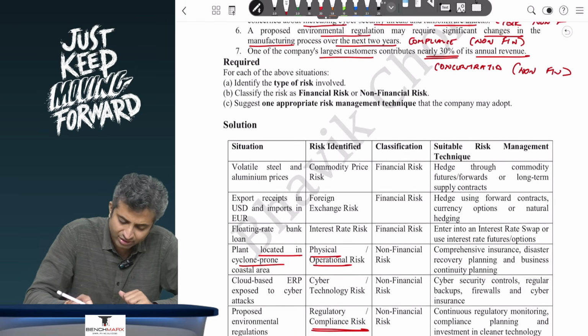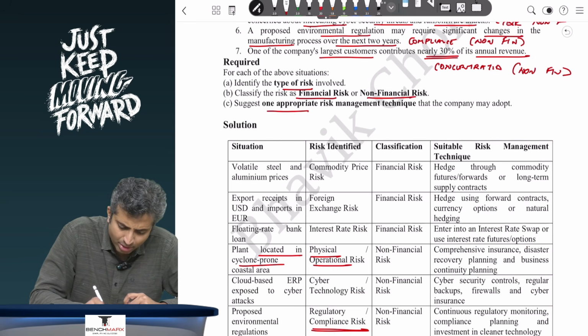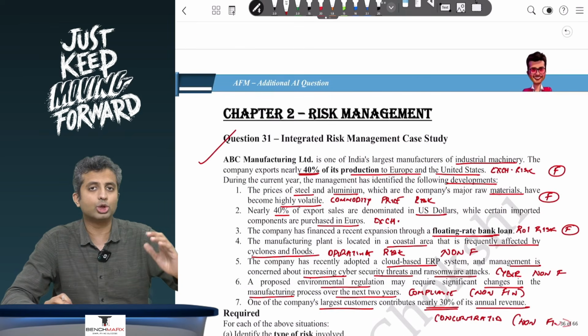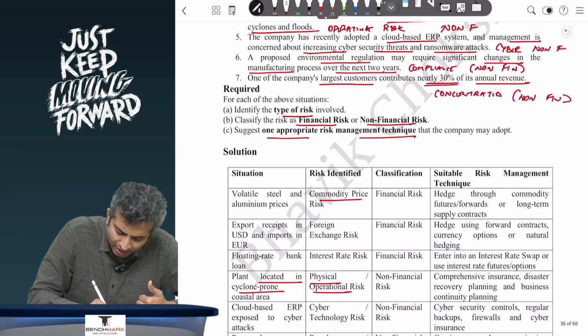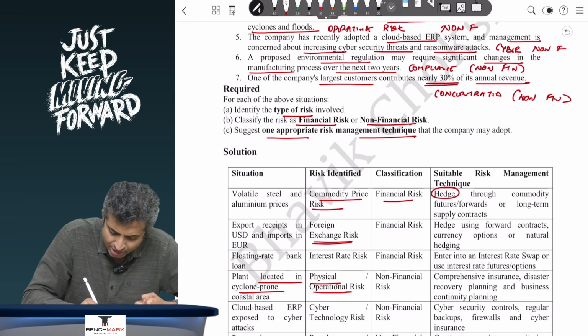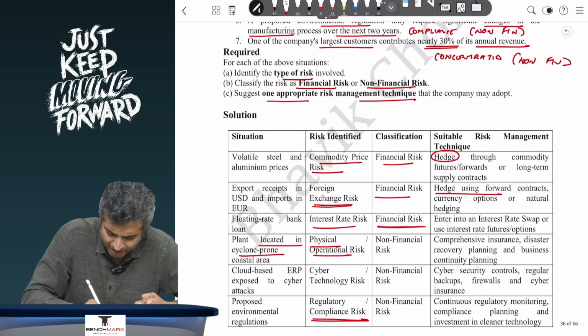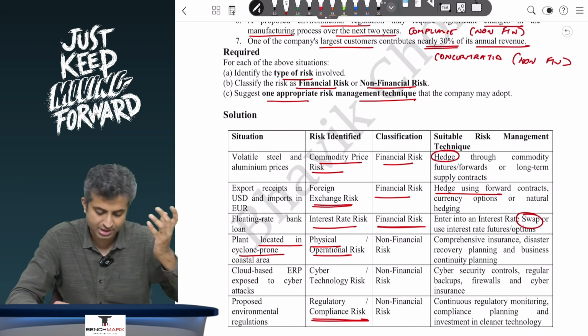Now, most of these risks, how can you mitigate? So identify the types of risk, classify as financial or non-financial, and suggest one appropriate risk management technique. See, for most of the financial risks, you can enter into hedging products or enter into swaps. Like for steel prices, commodity prices, well, you will hedge using forwards. Foreign exchange risk, again, you will hedge using forwards. Floating rate, well, it is financial. Well, you can enter into swaps to swap your floating into fixed exposure.